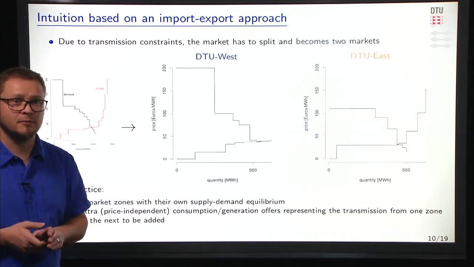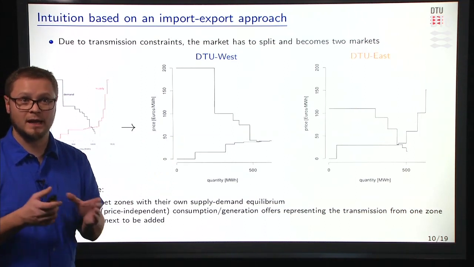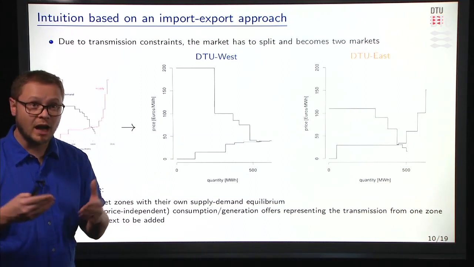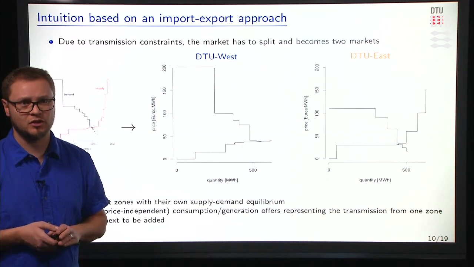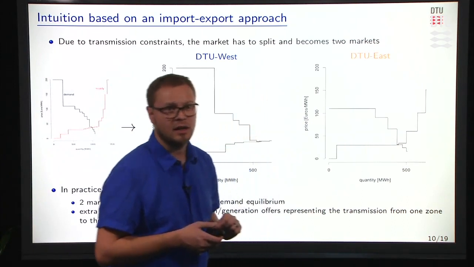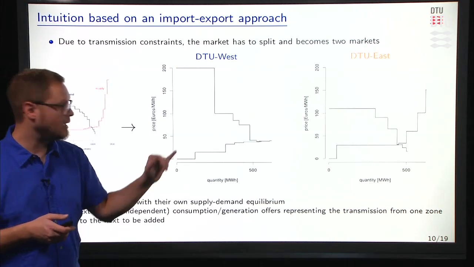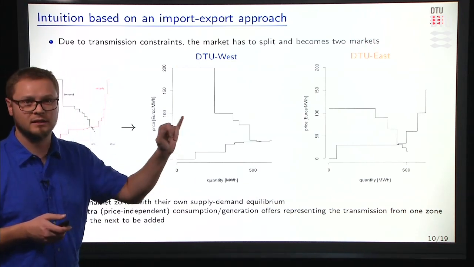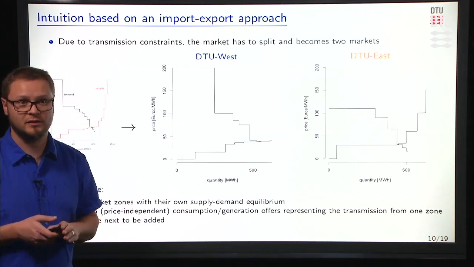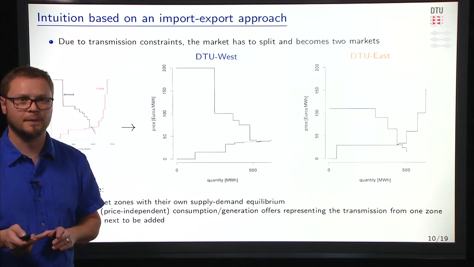We are still missing something here, since this only corresponds to the offers on the supply and demand side. But we said we have also this capability to exchange energy between the two sides. We have these two clearing points, and the value of the price, so the market clearing price at these two clearing points on DTU West and DTU East, is important to define how we're going to consider this transmission capability.